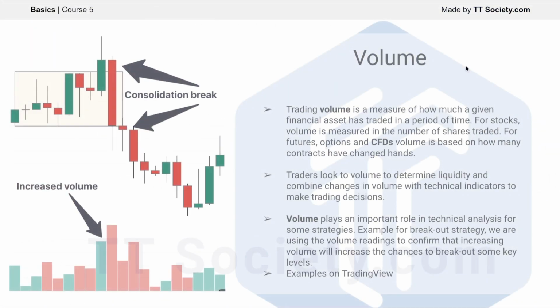On to the volume. Trading volume is highly important and used by most of the professional traders out there. Trading volume is a measure of how much a given asset has traded in a period of time. For a stock, volume is measured in the number of shares traded. So for example, if you're looking at Nike, Amazon, or Tesla, the volume indicator shows you how many shares have actually been transacted during a period of time. For futures, options, CFDs, the volume is based on the contracts, like how many contracts are being bought and sold.